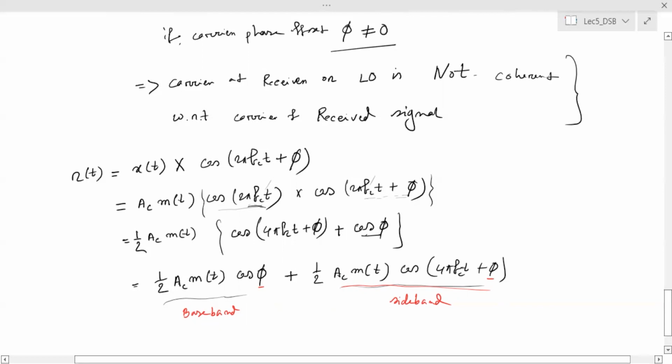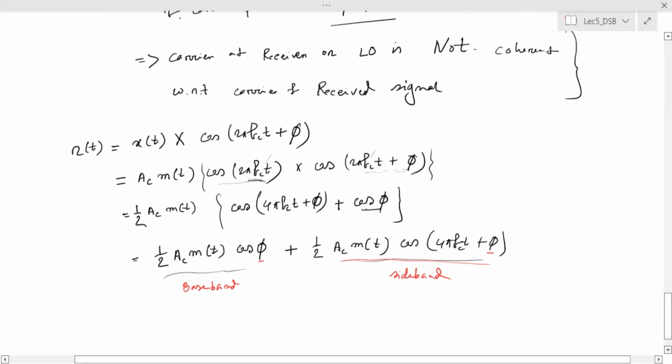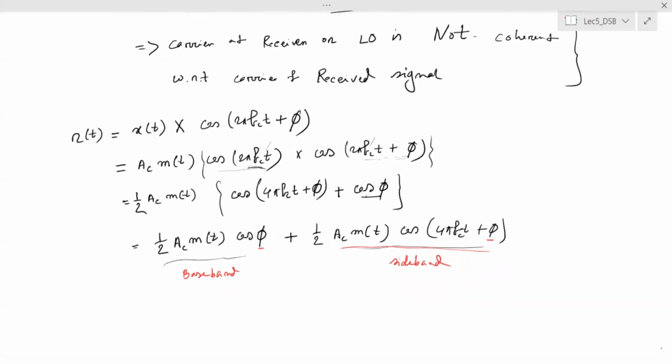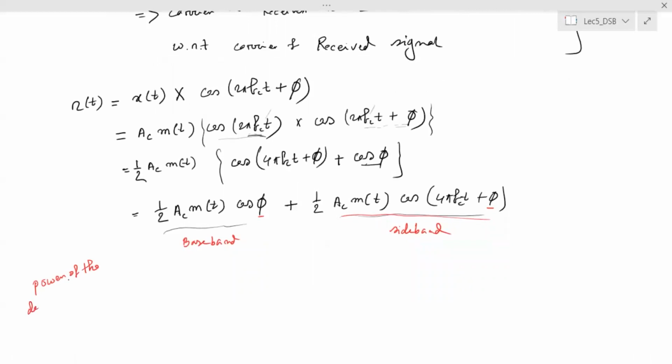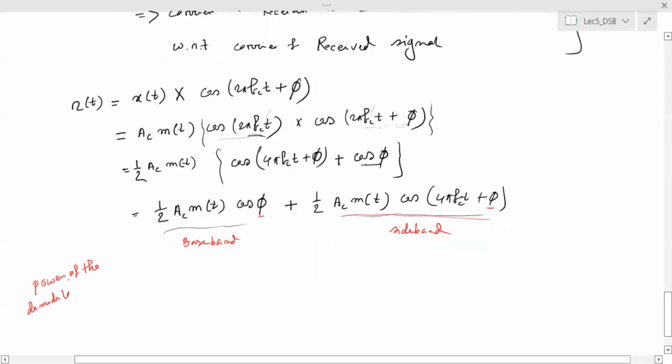Now, okay, we can find the power of the demodulated signal. So, power of the demodulated signal, what we can write from this. So what is the power of the demodulated signal?